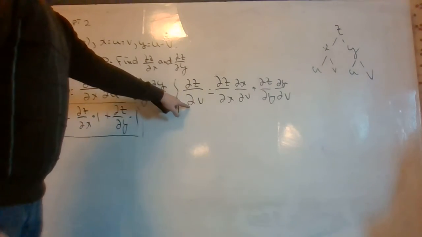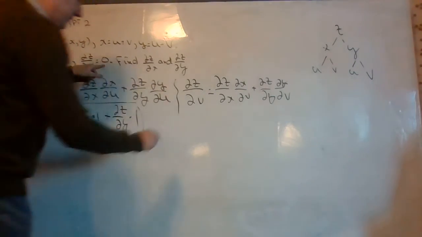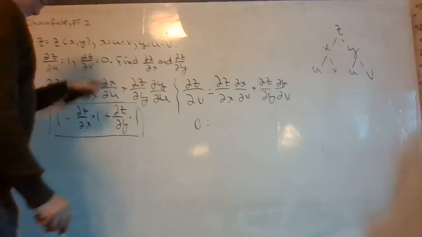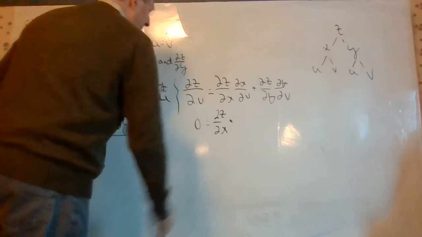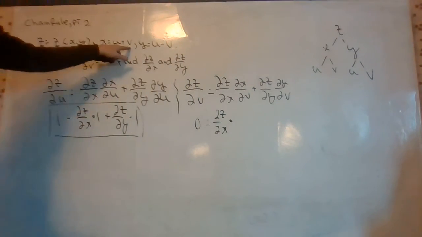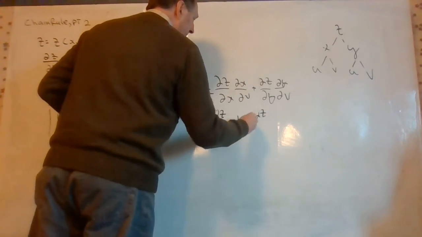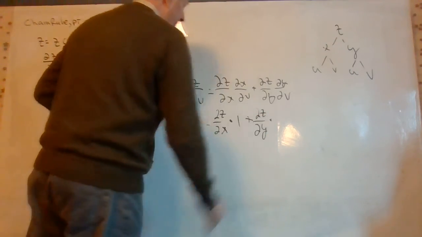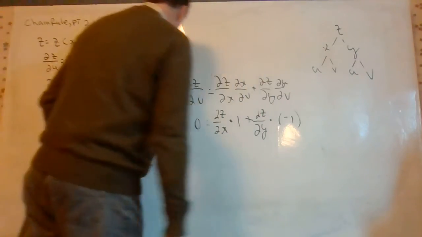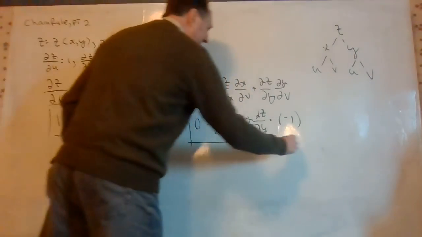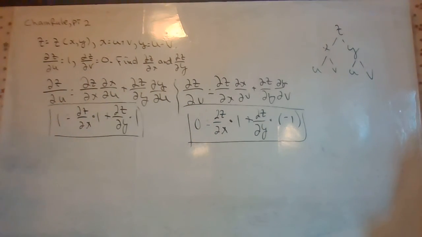Okay, over here, partial of z with respect to v, sorry about that, that's equal to 0. Partial of z with respect to x is unknown. Partial of x with respect to v is 1. Partial of z with respect to y is an unknown. Partial of y with respect to v is -1. There's a second equation. Guess what? We have 2 equations, 2 unknowns. It's just a matter of solving them.